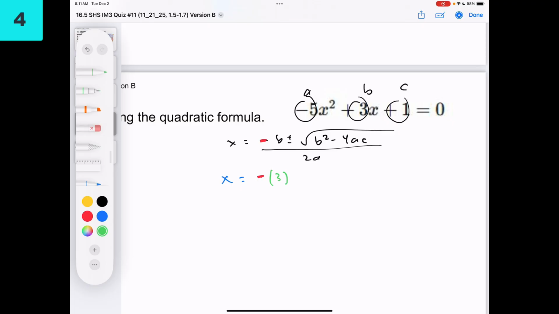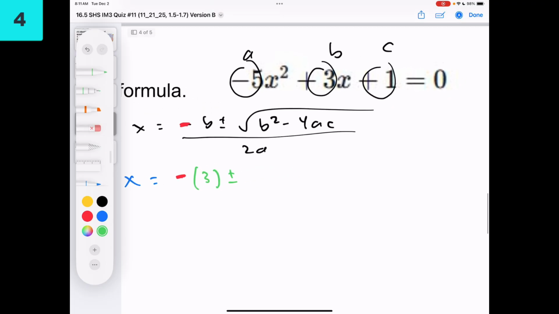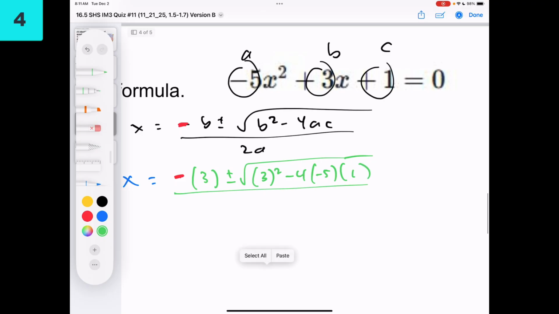So my B value is 3. B squared is 3 squared, minus 4 times our A value, which is -5, and then our C value is 1, all over 2 times -5. So that becomes -3 plus or minus.